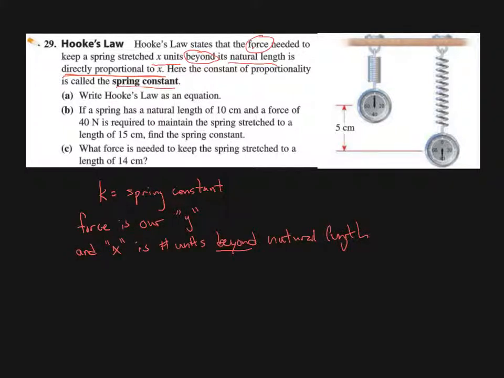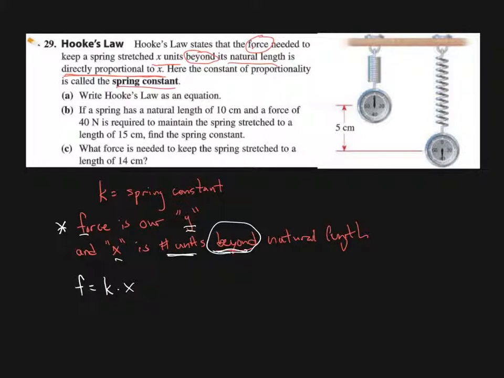So just a little note here that force is our y value, and x is measured in terms of number of units beyond its natural length. So let's use F for force. So we'll say that F is equal to our spring constant times x. Okay.